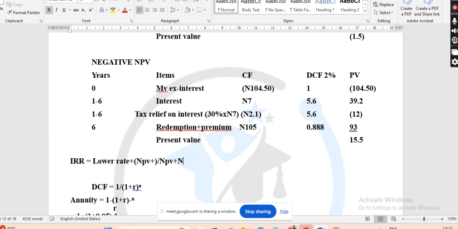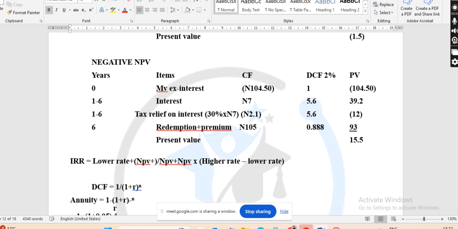Plus the negative NPV, right? Then what do you have? We multiply by the higher rate minus the lower rate. You can see that I didn't put it. That is why we are different from others. We want you to think so that when you see this type of question, you can use the formula. You remember that IB mentioned this in class.